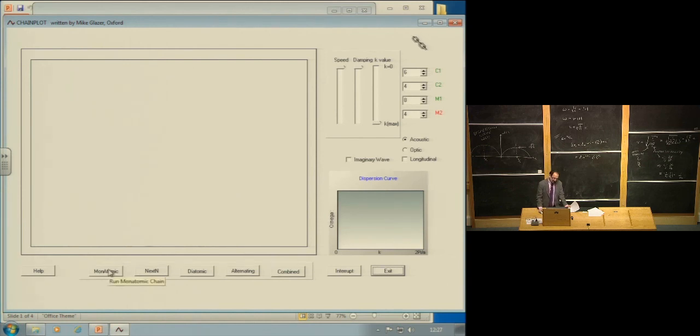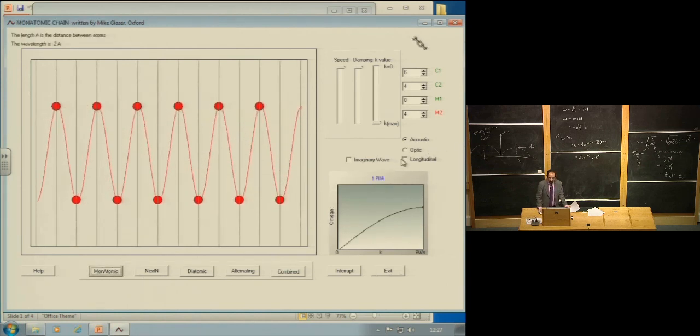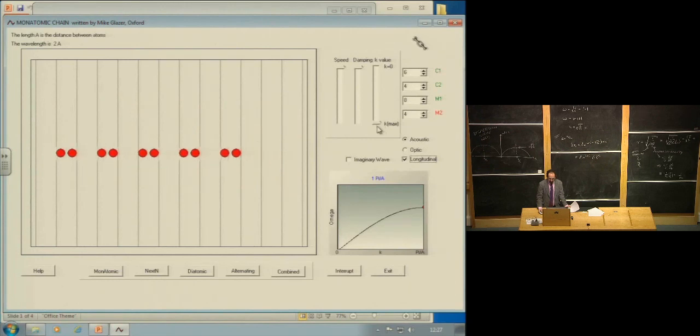detail. So here we click monatomic chain, and we're going to click longitudinal. You can change the speed of oscillation as well to make it easier to see. So what we have here in this corner, you have this dispersion curve, and you can change k back and forth from high k to low k. So let's start with a fairly low k. Make the speed fairly fast so you can see what's going on here.